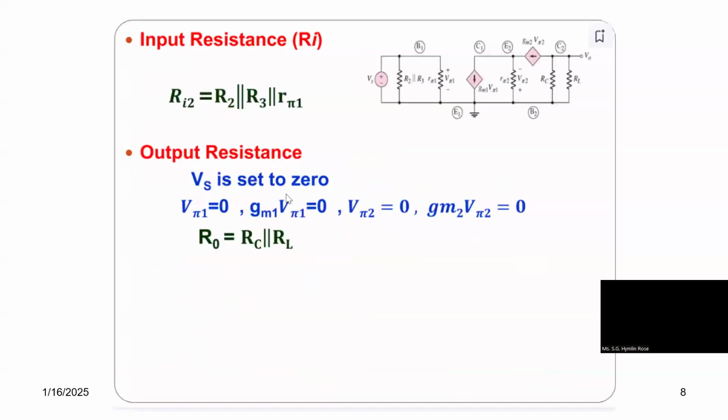Next, you have to find input resistance and output resistance. On the input side you have R2 parallel R3 parallel R pi 1, which we can write directly. For the output resistance, RC is in parallel with RL on the output side, so R0 is equal to RC parallel RL. So this is the simplest analysis of the cascode amplifier. This cascode amplifier is used in all broadband applications because we have enhanced the gain and the bandwidth. So all broadband applications use these cascode amplifiers. Thank you.